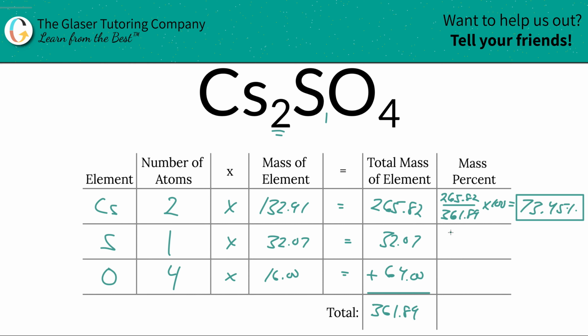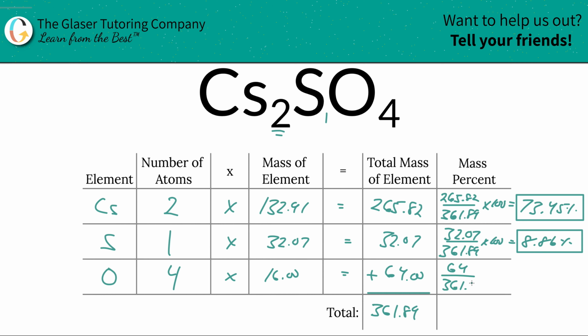Next is sulfur. Take the total mass of that sulfur, which is 32.07. Simply then divide it by the total mass of the compound, 361.89. Multiply that by 100, and you're going to get a mass percent here of about 8.86%. I'm just rounding to 2 decimal places. Honestly, sig figs here, who cares?